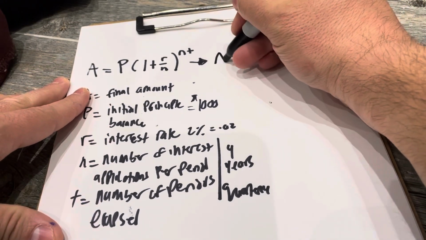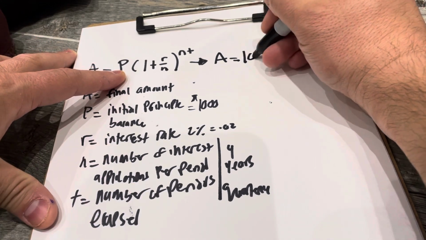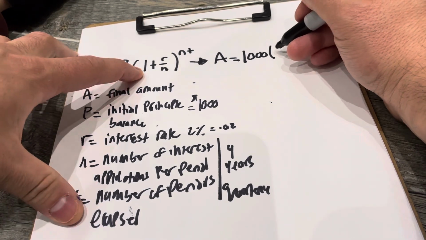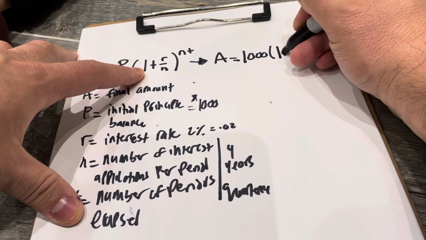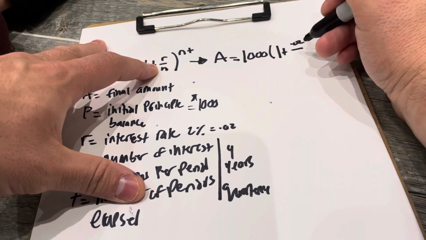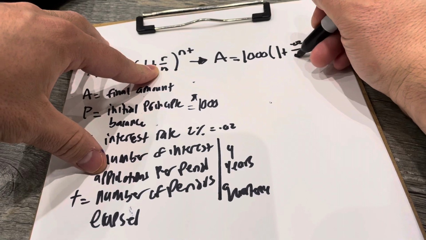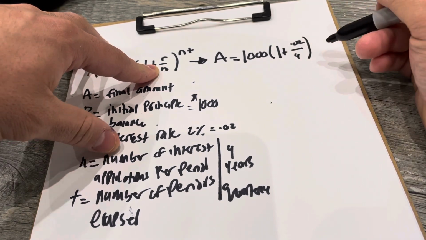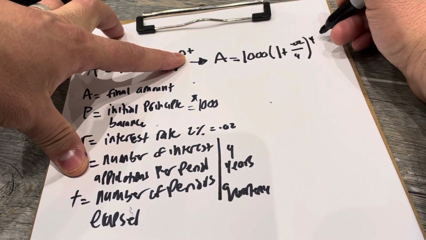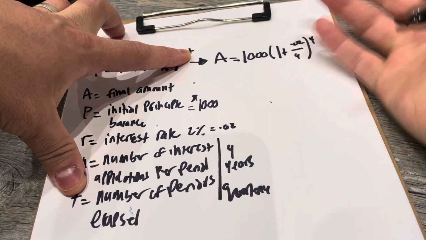So your A equals 1,000, because your P is 1,000. Your initial investment is $1,000. And then in brackets, we're going to put 1 plus, because 1 stays the same. And then R over N is going to be 0.02 over our N, which is the number of interest applications per period, which is quarterly. It's going to be 4. Closing bracket. And then at the top here, we have NT, where our N we already know is 4. So 4 to the exponent of 4, and then T, the number of periods elapsed, is going to be 4 years.